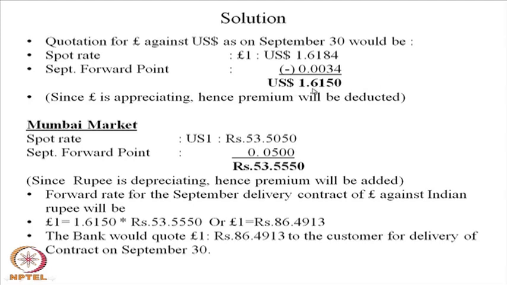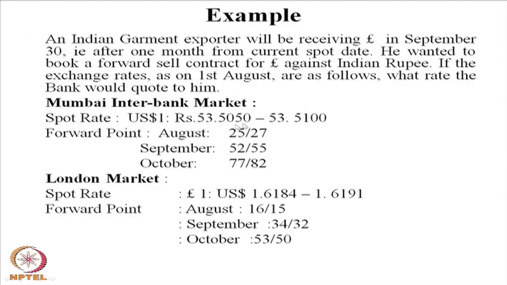Then after getting the dollar, you have to sell the dollar in the Bombay market. So, in the Bombay interbank market, you are selling dollar, so you will get less amount of rupee. So, the applicable spot rate will be 53.5050. If you see, the rupee in the September month is appreciating, 52.55. So, you have to add the forward discount.